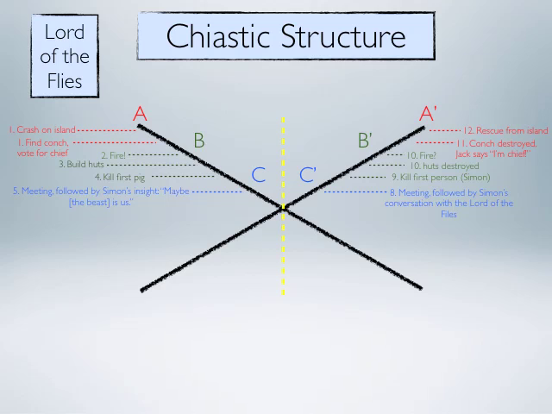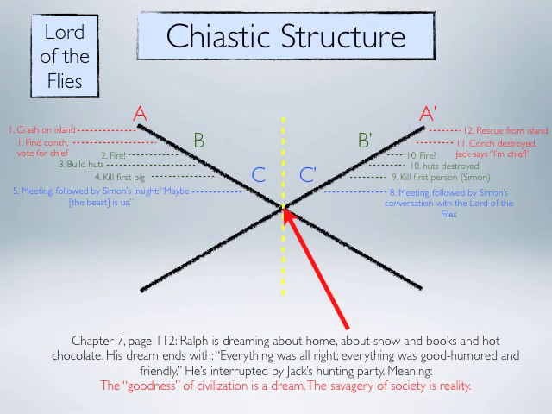All right, so now we're getting down to the nitty-gritty. What is the point? I'm pretty much smack dab in the middle of the story. Chapter 7, page 112. Ralph's dreaming about his house, about snow and books, and going outside and playing, and all the toys he has in his room, and just safety and childhood and comfort. And he concludes it by saying, everything was all right. Everything was good-humored and friendly. And right after that line, Jack and the hunters come crashing through the undergrowth and destroy his reverie.